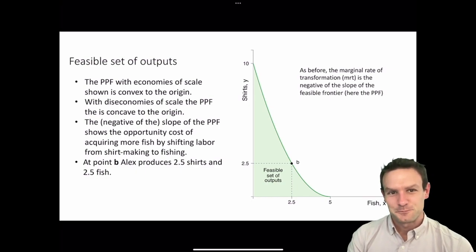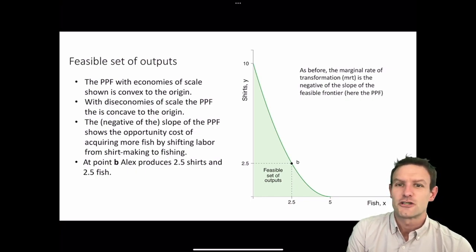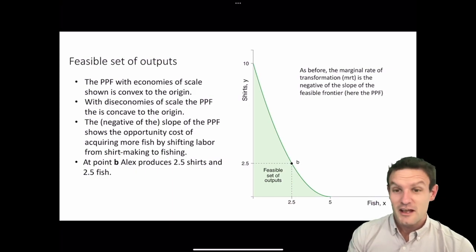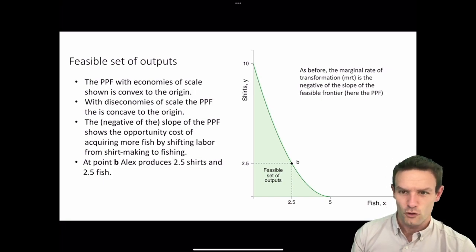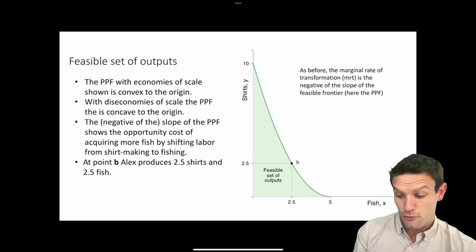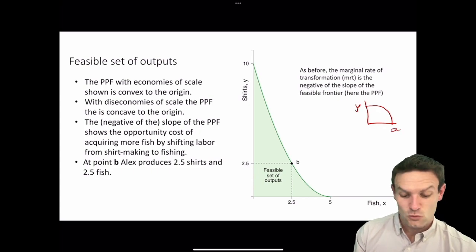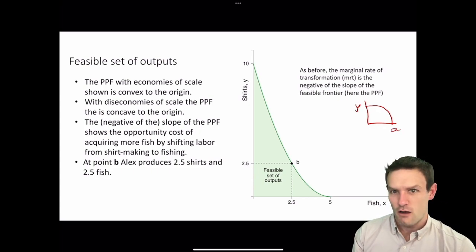So, just a reminder, the PPF with economies of scale shown is going to be convex to the origin. Now, why is that? That's because there are economies of scale in shirt production. So, with economies of scale in shirt production, this PPF probably looks quite different to PPFs you might have seen before. We looked at a feasible frontier in chapter 3, where I'm just sketching it here. We had 2 variables, x and y, and it was concave to the origin.